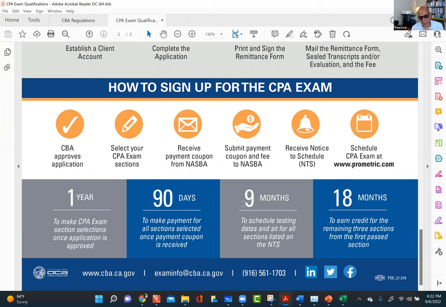Then you have 90 days to pay. So you pay for those four parts. I think it's about $213 per part now to take the exam, something like that. Okay. There's an even amount per exam. It's like 200 and something bucks. Anybody know the number? It's about 213 or something like that.